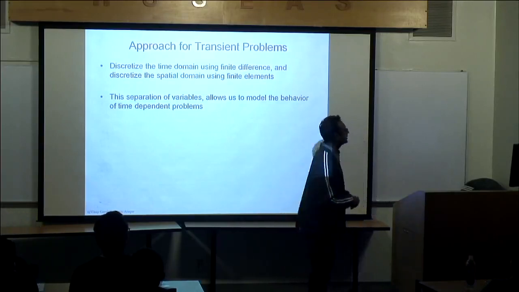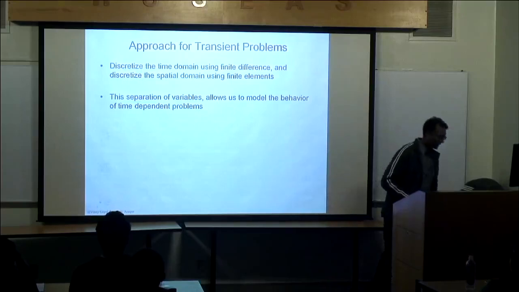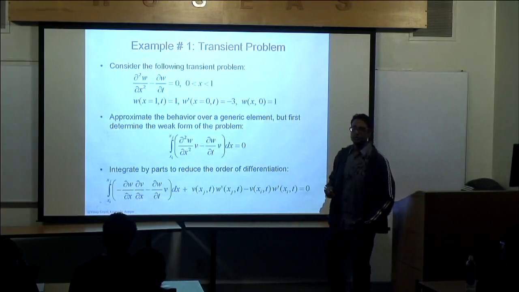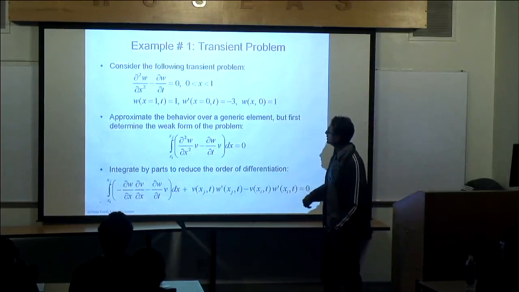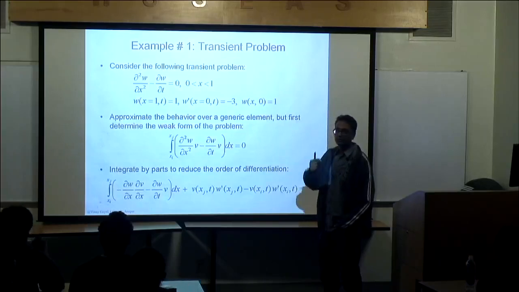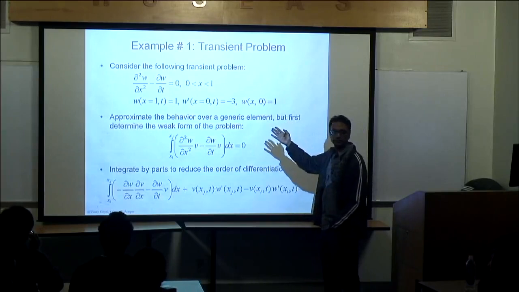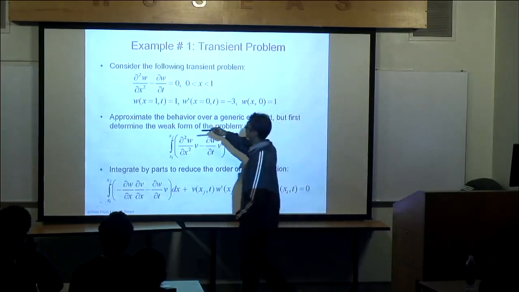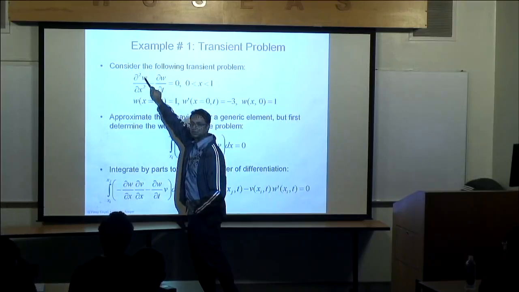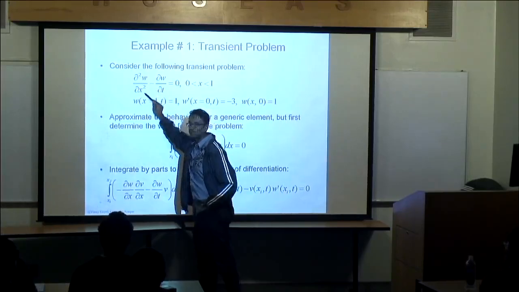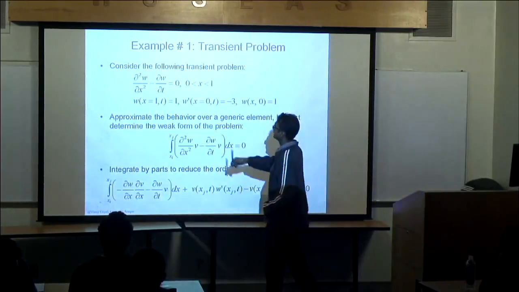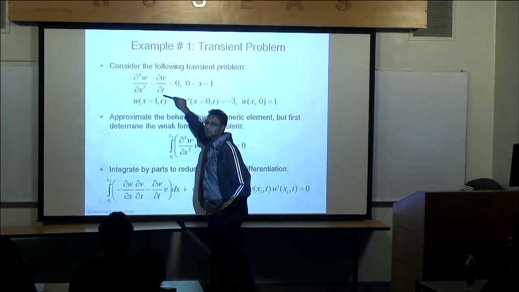All right, so let's look at the approach for transient problems a little bit more, but now in the context of a real problem. Let's consider this transient problem. Here, I didn't put any physics into this transient problem. There's no real physics here. It's just an equation, and it's a partial differential equation. You have the double derivative of W with respect to x. X is a spatial domain, so maybe I have a 1D domain in this case. And I have the derivative of W with respect to t. This is a time domain type of derivative.